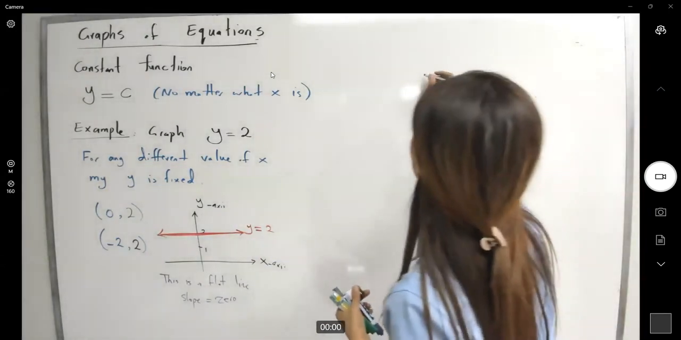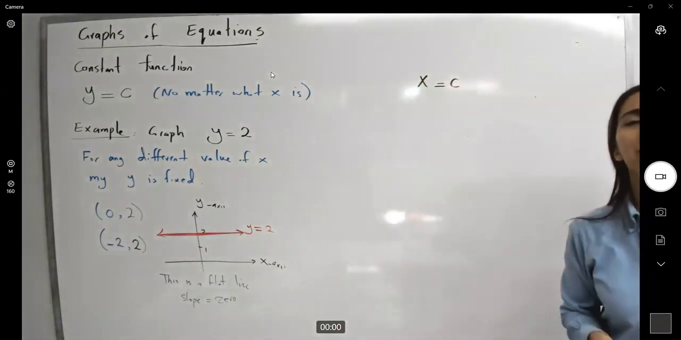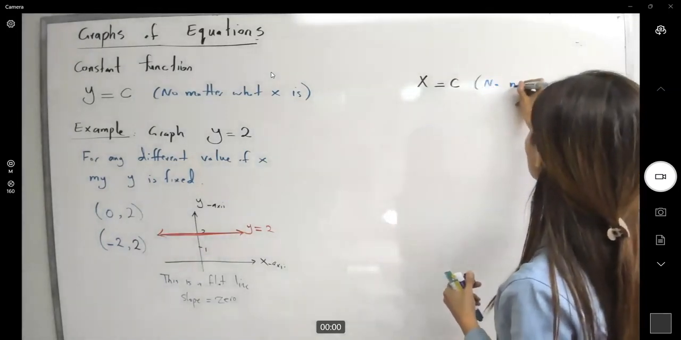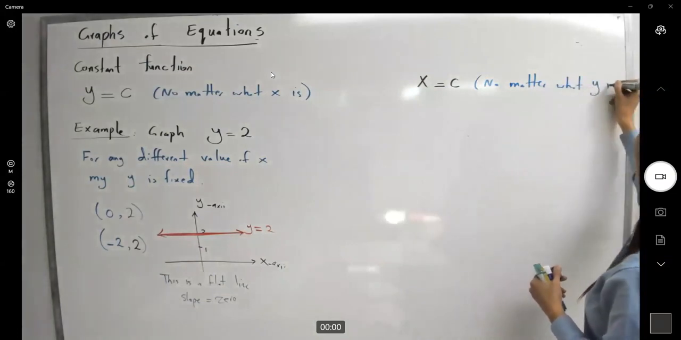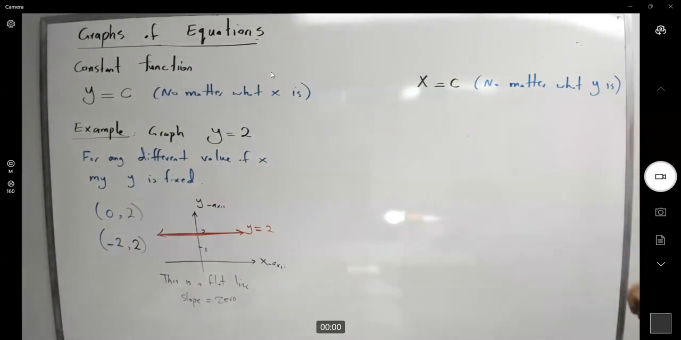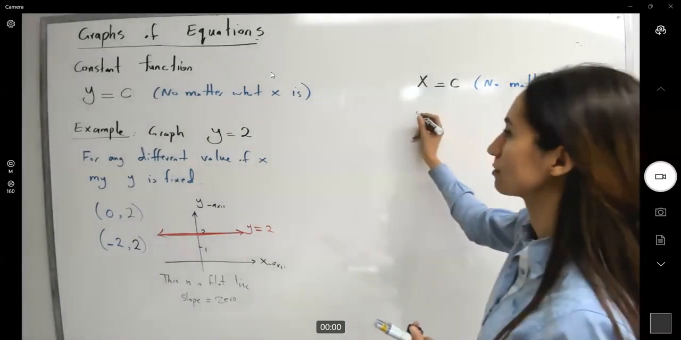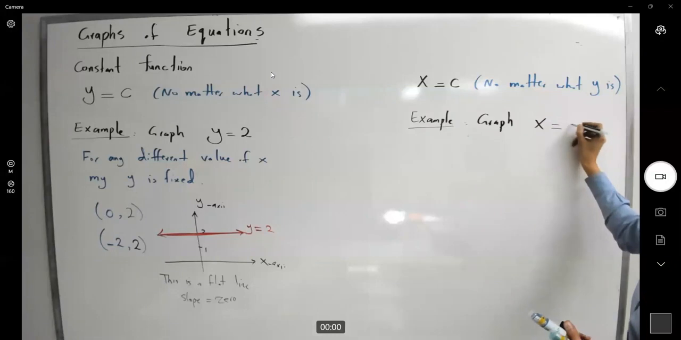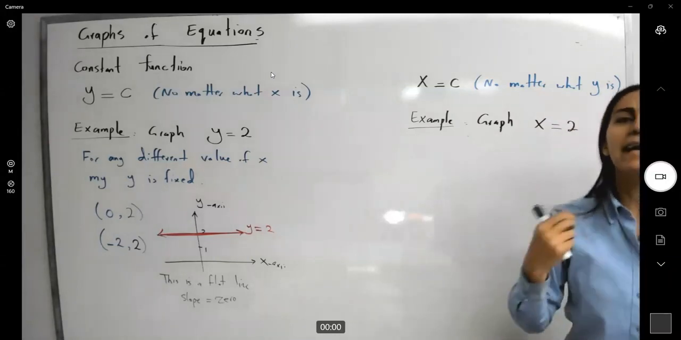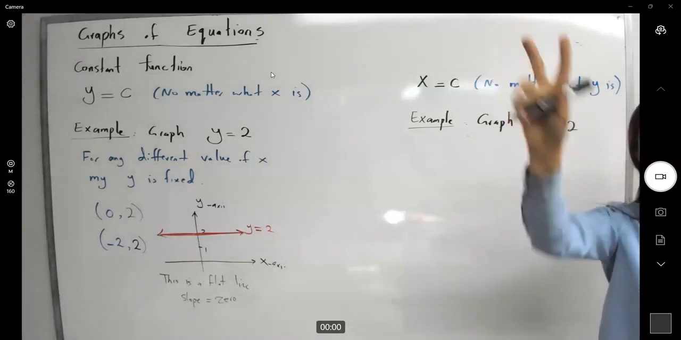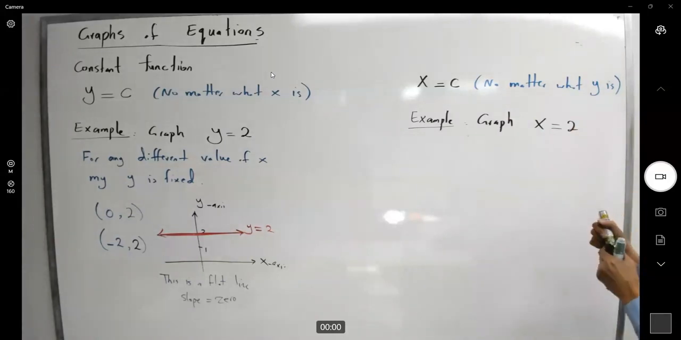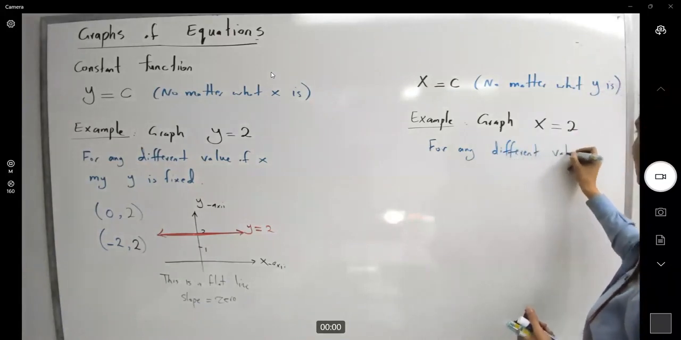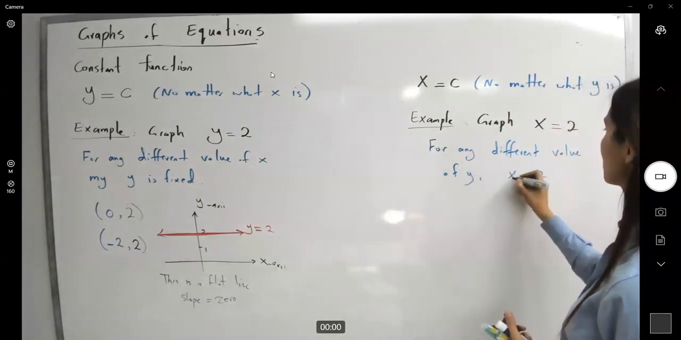If you have x equals c, no matter what your y is, it doesn't matter at all. So no matter what y is, your x is always fixed. For example, if I ask you to graph x equals 2, it means that I can select any y value that I want, but my x is always fixed. My x is always 2. For any different value of y, x is fixed. X is 2.